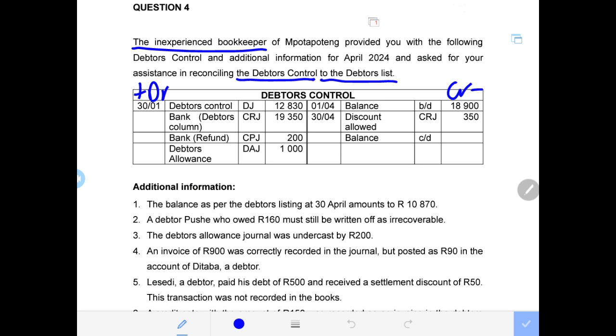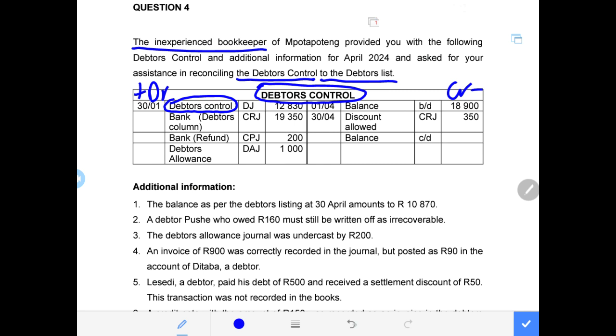On the debit side of the debtors control ledger account, we have on the 30th of the first month, 30/01, debtors control on the debit side, which is 12,830. Take note that this is the debtors control ledger account. For every debit entry, there should be a credit entry. But we see the entry on the debit side saying debtors control again. This is definitely not correct.